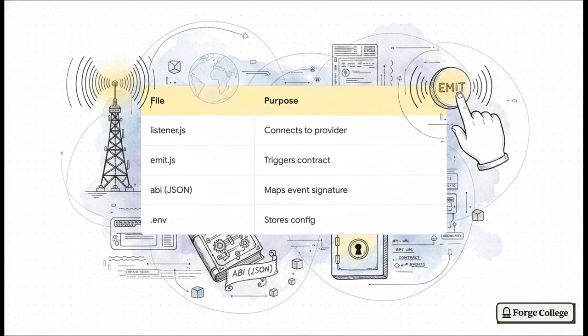First up, listener.js, that's our actual radio receiver. Second, emit.js, this is our broadcaster to manually trigger the contract. Third, our ABI JSON file, think of this as our translation manual. And finally, a simple .env file to securely store our environment variables. We'll use the ethers library and .env to wire the whole shebang together.